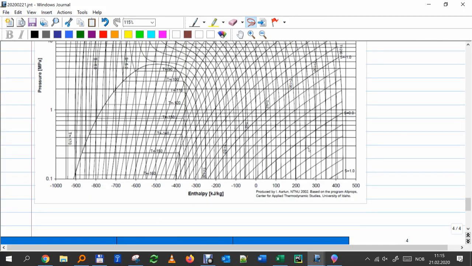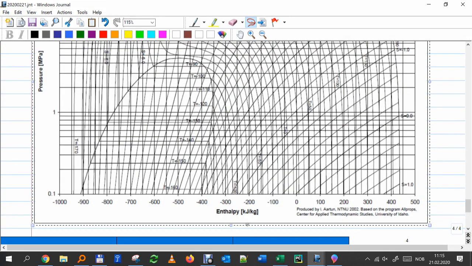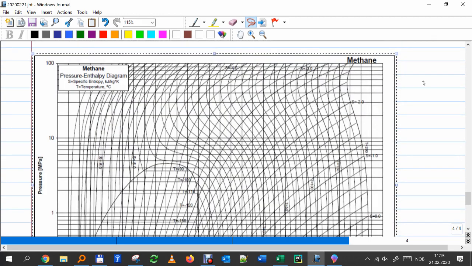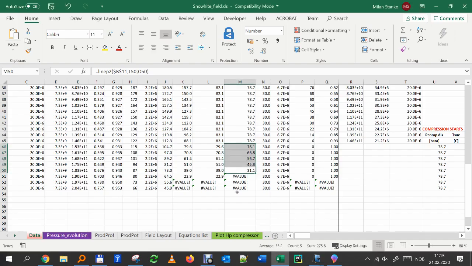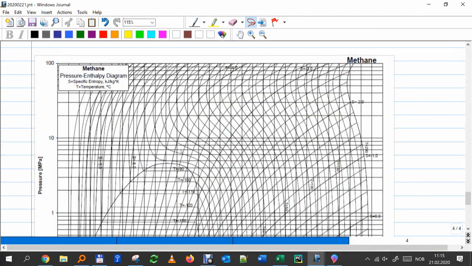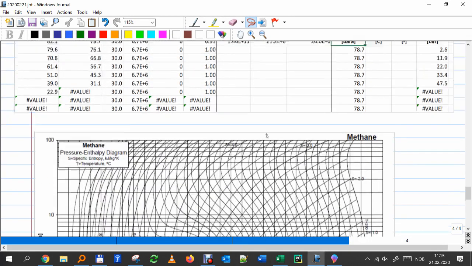Okay, now let's see this diagram. Have you ever seen this diagram before? Pressure versus enthalpy. Maybe in kindergarten you saw it a long time ago, right? But this is for methane, which we assume our gas is actually quite close to. The molecular weight is 16, so we are using methane for our calculations. So this chart represents the behavior of the gas. So let's take one point.